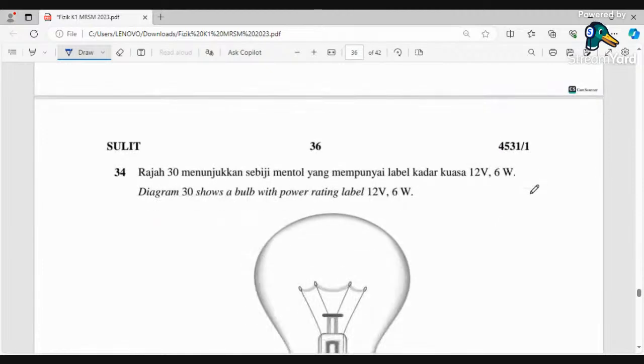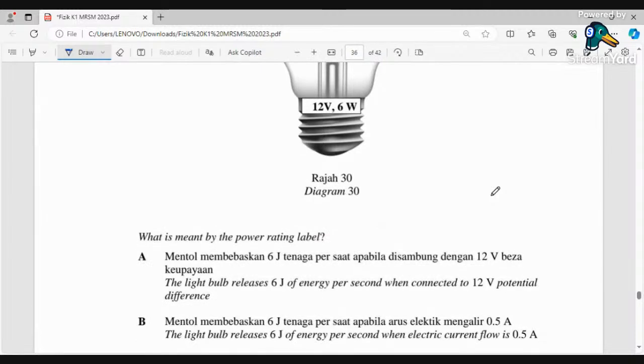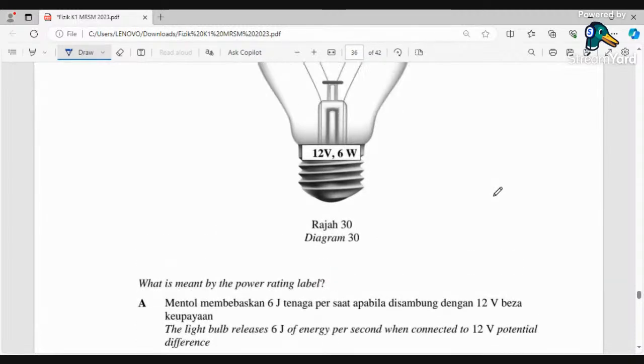Okay, number 34, a bulb power rating 12 volt, 6 watt. Ini volt, voltage, ini power. Soalan, what is meant by power rating? Ini definition. Means when the bulb connected to 12 volt voltage, it will consume 6 watt means 6 joule per second. So means the bulb will consume 6 joule of energy in 1 second. Itu maksud 6 watt.